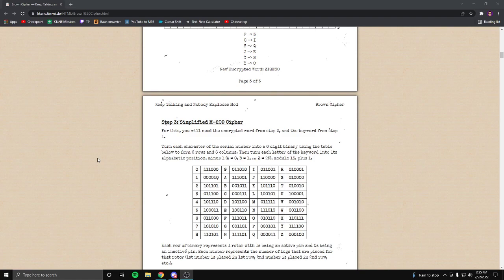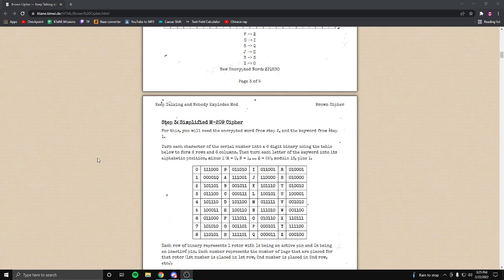A, 1 1 1 0 0 1. B, 0 0 1 0 1 1. C, 0 0 0 1 1 1. D, 1 0 1 1 0 0. E, 1 0 0 1 1 0. F, 1 1 1 0 1 1. G, 0 0 1 1 0 1. H, 1 1 1 1 0 1. I, 0 1 1 0 0 1. J, 1 1 0 0 0 0. K, 1 0 1 1 1 0. L, 1 0 0 1 0 1.